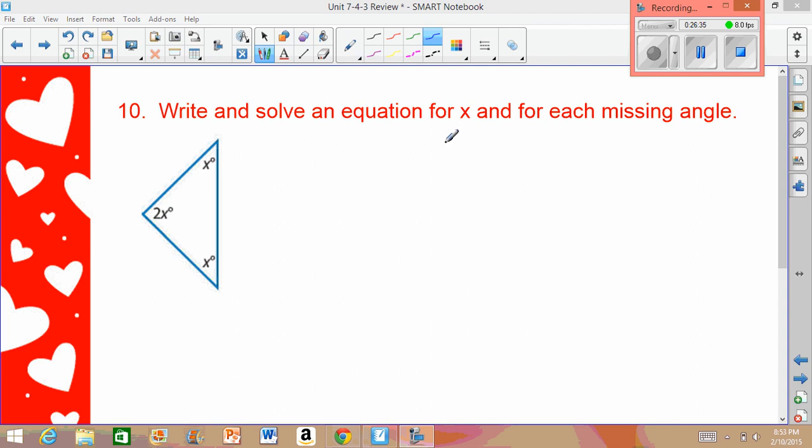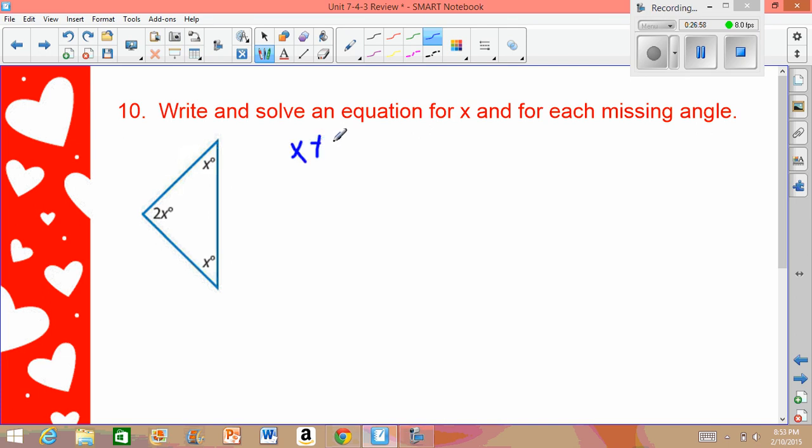Our final problem that we are looking at, it says write an equation for x and solve for each missing angle. So notice we have x's here that we're going to have to find that answer, and we're actually going to have to find the answer to 2x as well. So remember, it's a triangle. So all 3 of those angles add together for a total of 180. So I have x plus 2x, and that all together adds to our 180 degrees for our triangle.